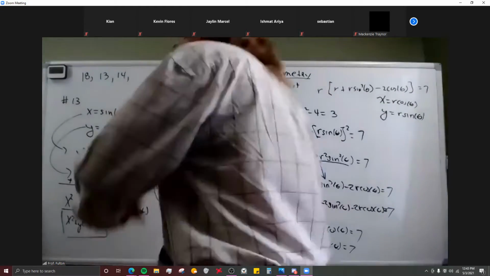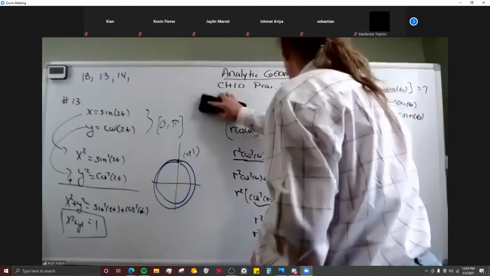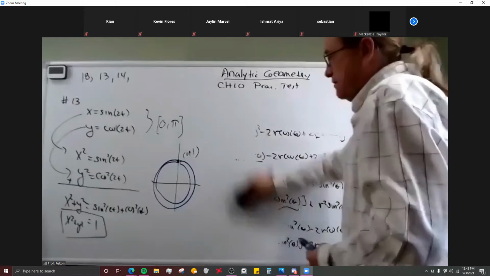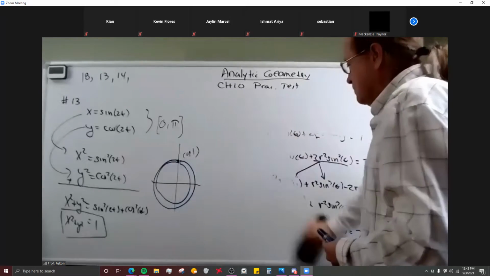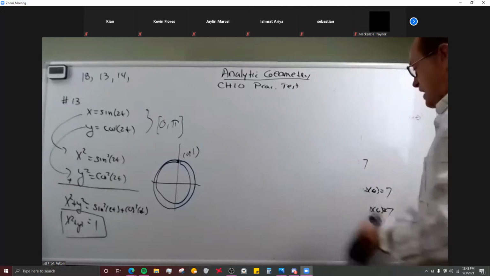But that's it. It's a way, again, using the Pythagorean identity to simplify those expressions. In this case, it's an equation for a circle. And the circle is radius 1.